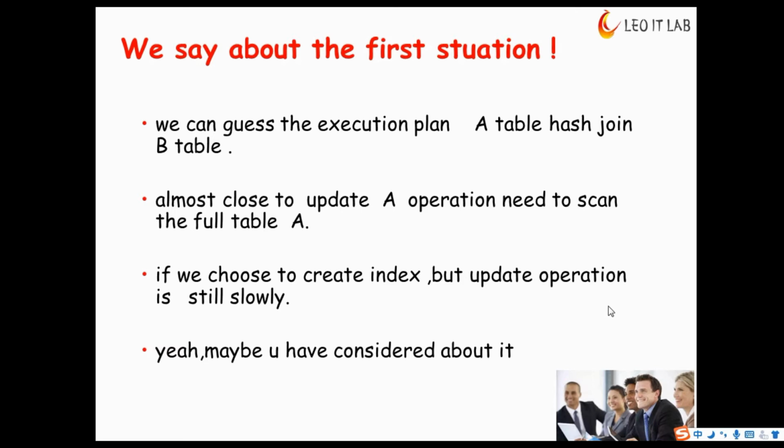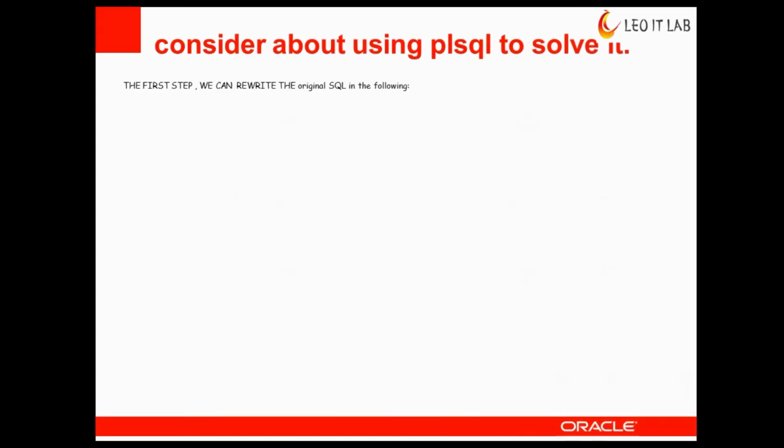We can guess the execution plan: table A hash join table B. For the update operation, it needs to scan the whole table A. Even if we choose to create an index, the update operation is still slow. Maybe you can consider it. And we can consider using PL/SQL to solve this problem.